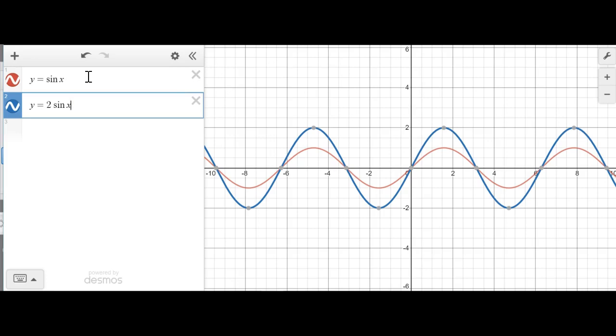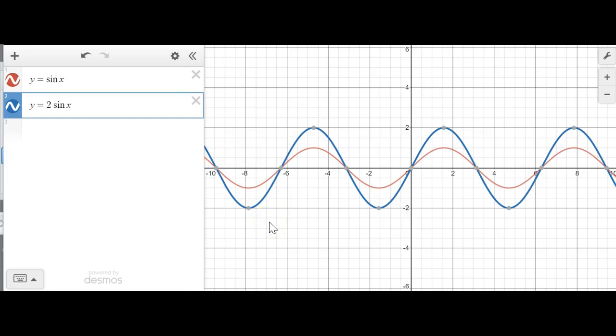You should notice that the zeros, the places where it crosses the x-axis, are still in the same place. We're still crossing at -pi, -2 pi, pi, and 2 pi, but the amplitudes, instead of stopping at 1, are now stopping at 2 and -2. So this is what that a parameter at the front does.